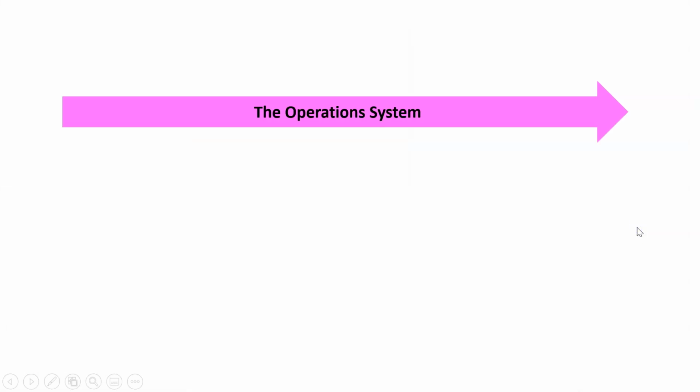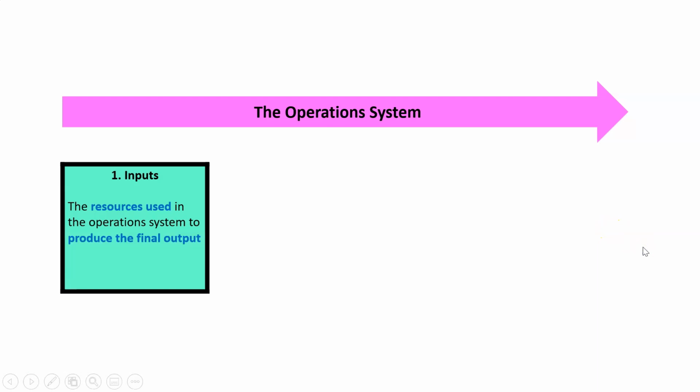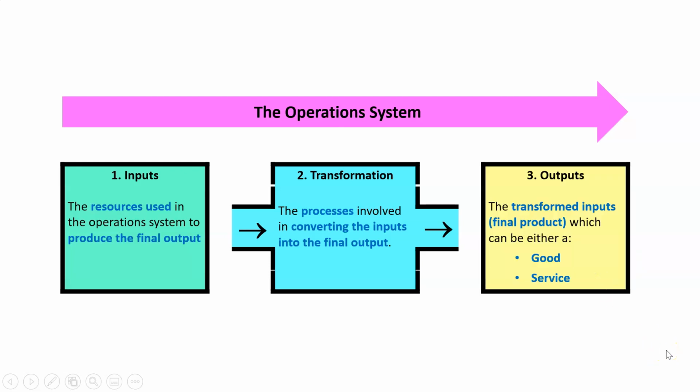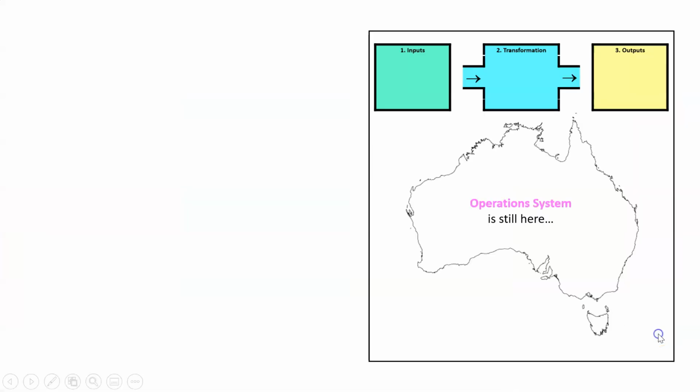It's a very complicated description, but just go back a few topics. What was the operation system? That was where we had inputs, the resources used to produce the final output. They got turned into transformation, the processes involved in converting the inputs into the final output. And lastly, we were left with outputs, the transformed inputs or final product, which is either a good or a service. And what we're talking about here is that we still keep the operation system in Australia, so it's still here. We're just talking about the inputs.